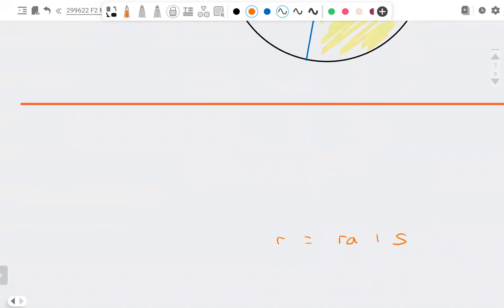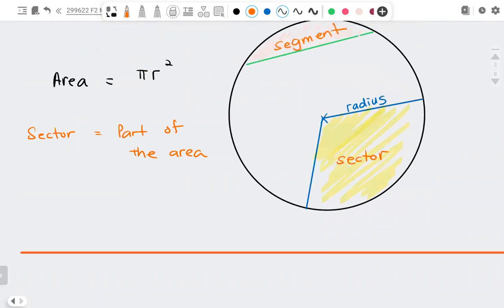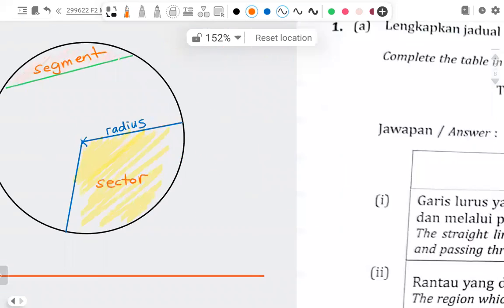Okay, so that's all for chapter 5. What you need to know is the parts of the circle, and two important formulas. To find circumference, 2 pi r. To find area of the circle, pi r squared. That's all. Then now we go and see the exercises.